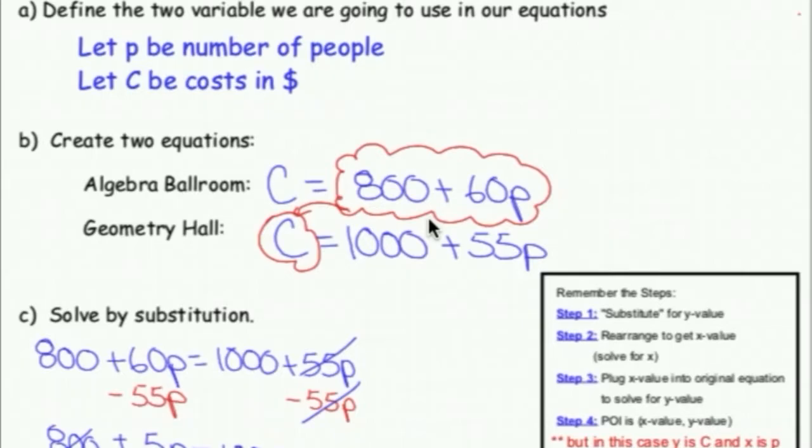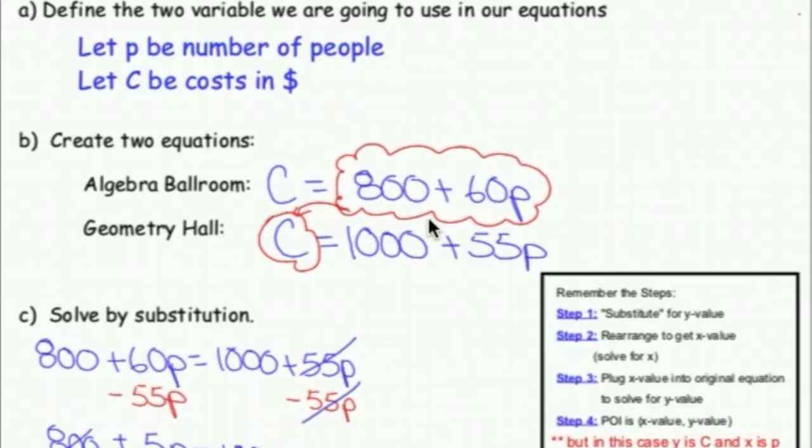So, the school council is trying to determine where to hold the athletic banquet. The algebra ballroom charges an $800 flat fee. What I would do is grab a highlighter and highlight these. So an $800 flat fee and $60 per person. The geometry hall charges a $1,000 flat fee and $55 per person. Which one should they choose? So we need to find the point of intersection to make an informed opinion.